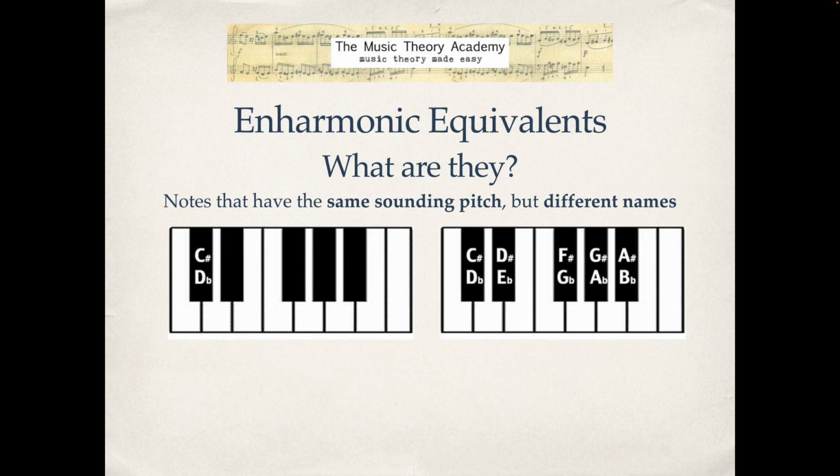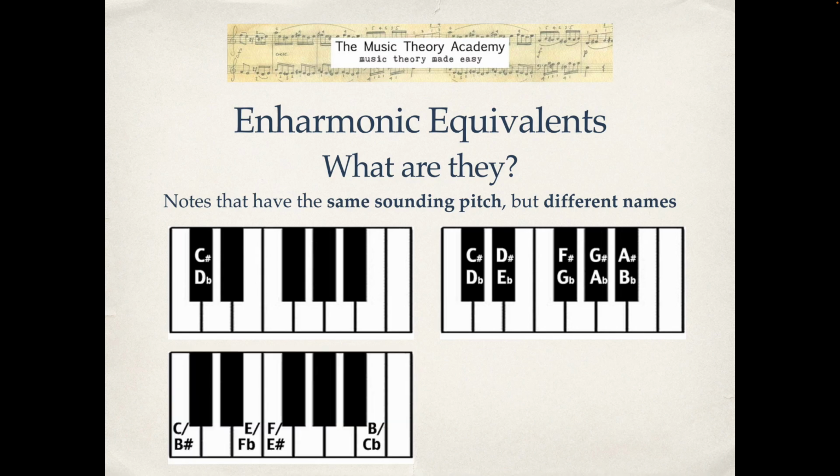Now, each of the black notes on the keyboard have the same thing. So C sharp and D flat, D sharp and E flat, F sharp and G flat, G sharp and A flat, and A sharp and B flat. Each of these would be described as enharmonic equivalents.